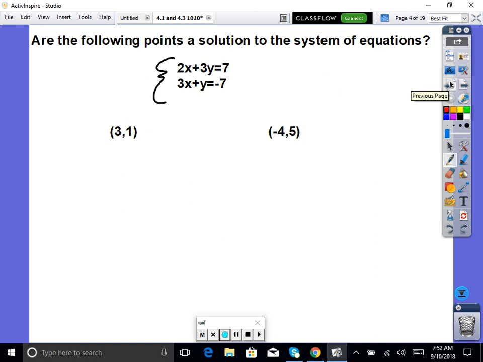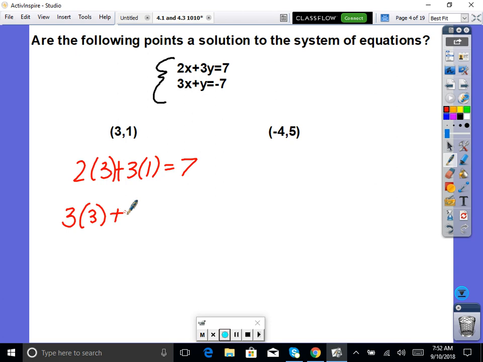But let's say I give you this one. I'm asking you, are the following points a solution to the system of equations? Based on what we've done before, what would we do? Plug it in and see if it's a true statement. So we plug in 3. That's 2 times 3 plus 3 times 1 equals 7. And at the same time, it has to be 3 times 3 plus 1 equals negative 7. If it works in both, it's a solution. If not, it's not. Does everybody see? If it works in one and not the other, it's not a solution.